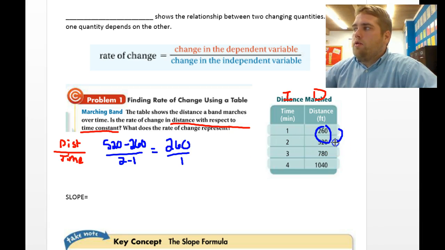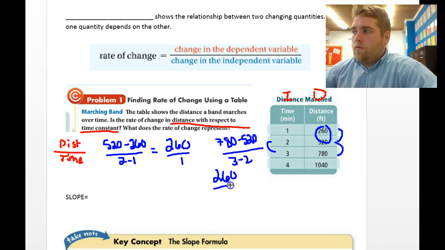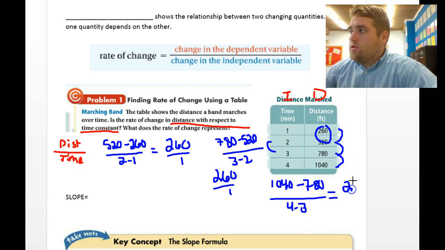Now we want to do it for our next set. So we have 780 minus 520 over 3 minus 2, which is 260 over 1. And then finally we want to see if it works for our last set. So we have 1040 minus 780 over 4 minus 3, and yep, you guessed it, when I do the math, that's 260 over 1.